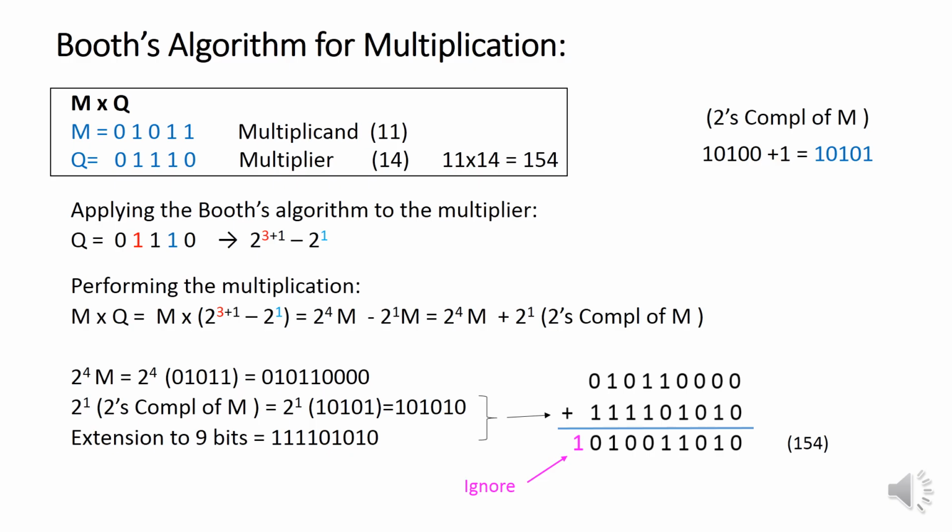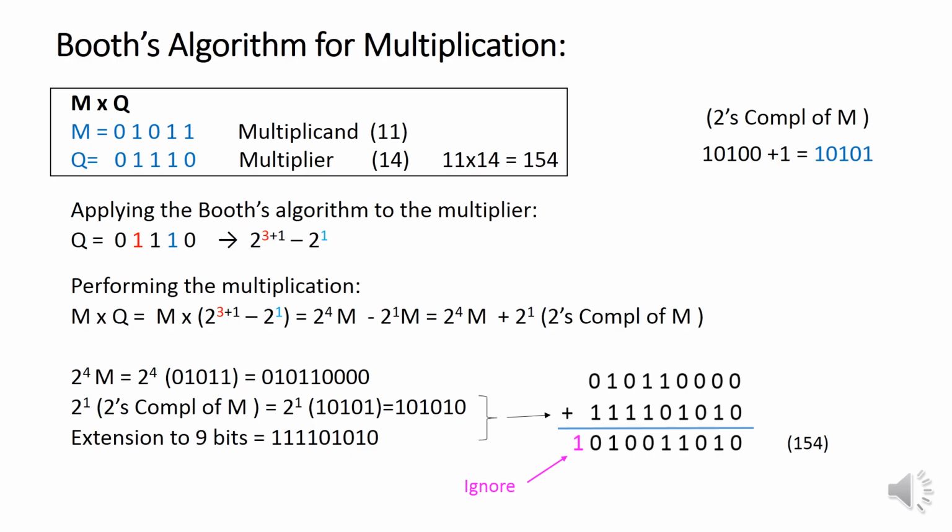Applying the Booth's algorithm to the multiplier, we have the first one in place 3 and the last one in place 1. So the algorithm is 2 to the power 3 plus 1 minus 2 to the power 1. Performing the multiplication, we have this. Note that we have converted a subtraction into an addition by using the 2's complement.